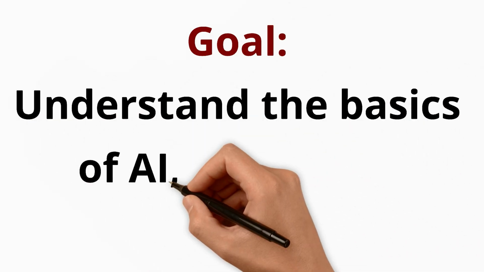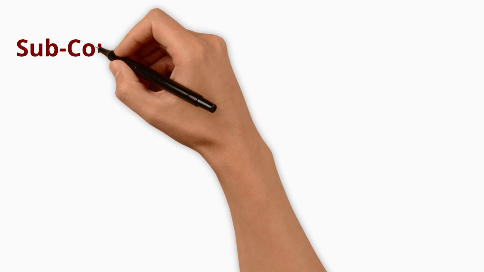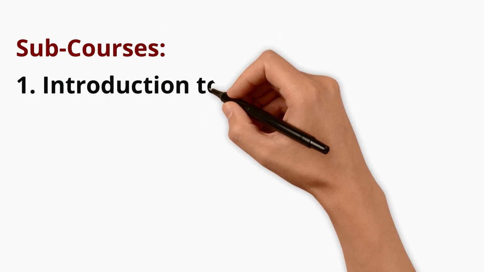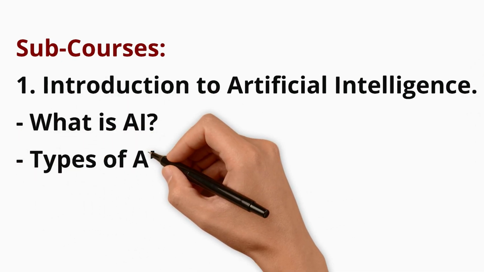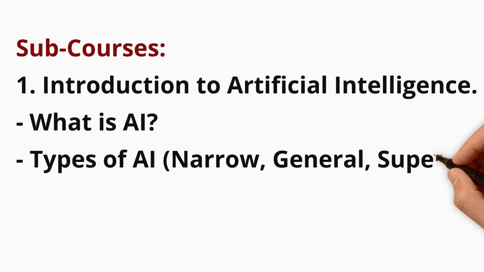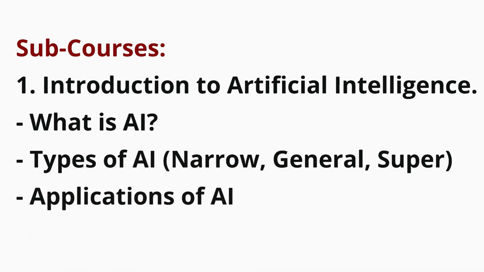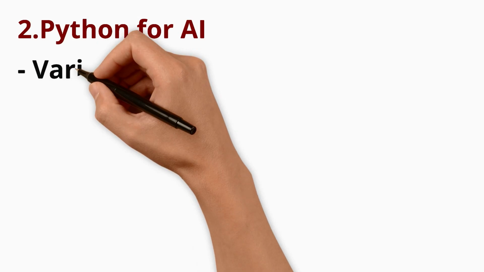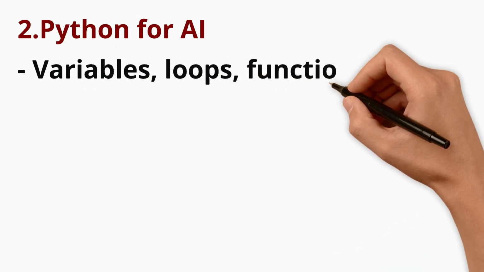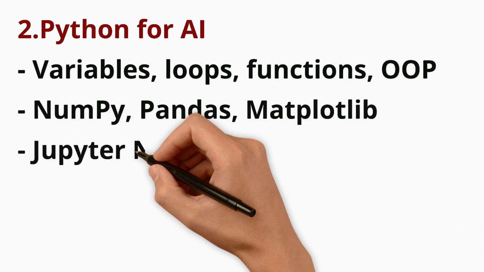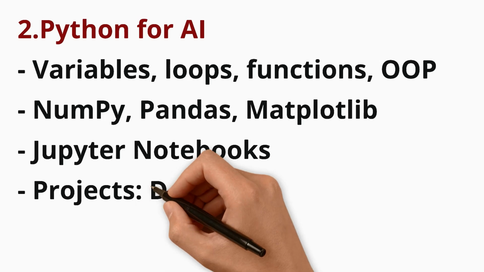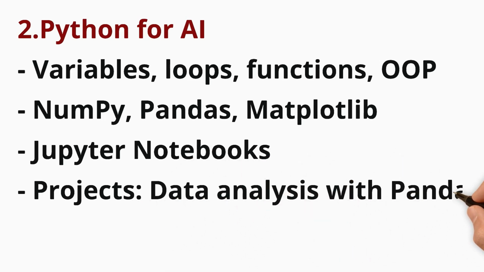Phase 1. Foundations, weeks 1 to 4. The goal is to understand the basics of AI, math, and programming. Subcourses. 1. Introduction to Artificial Intelligence. What is AI? Types of AI: narrow, general, super. Applications of AI. 2. Python for AI. Variables, loops, functions, OOP, NumPy, Pandas, Matplotlib, Jupyter Notebooks, and projects, data analysis with Pandas.